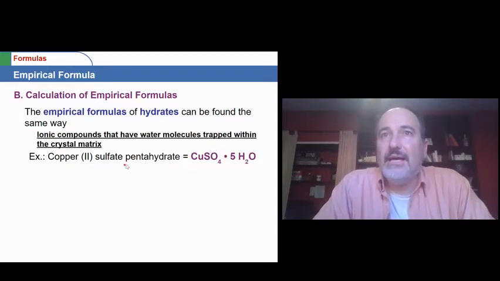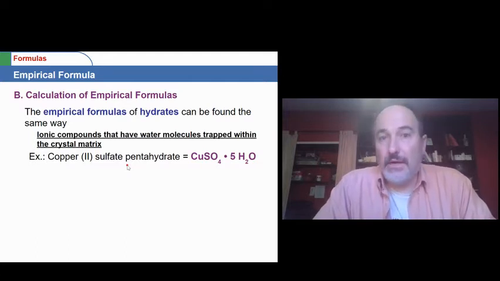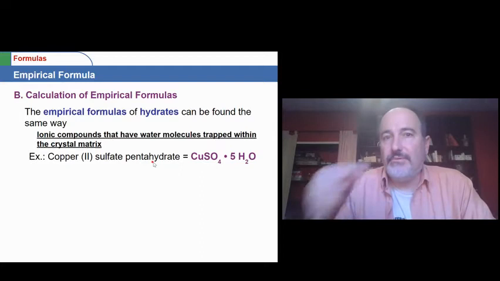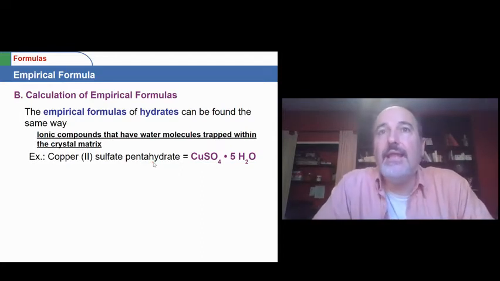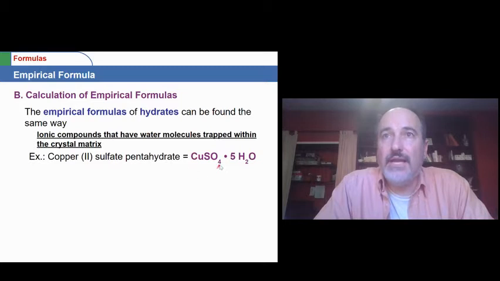Now the pentahydrate, it uses the Greek prefix, just like you did for the molecular compounds. Remember when you had to go through and use the Greek prefixes, like 1 was mono, 2 was di, things like that. Well, here, if you see that Greek prefix in front of the word hydrate, that indicates how many waters there are for every one formula unit of the ion.